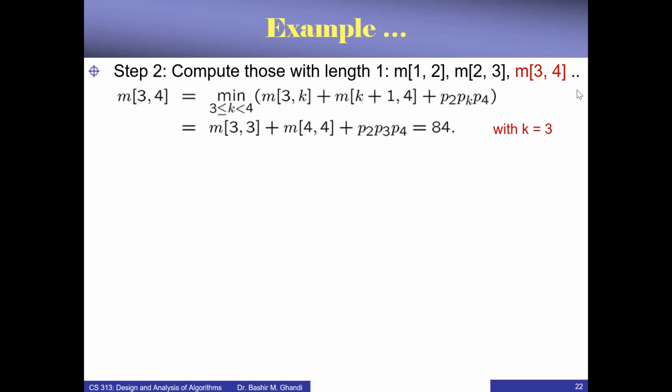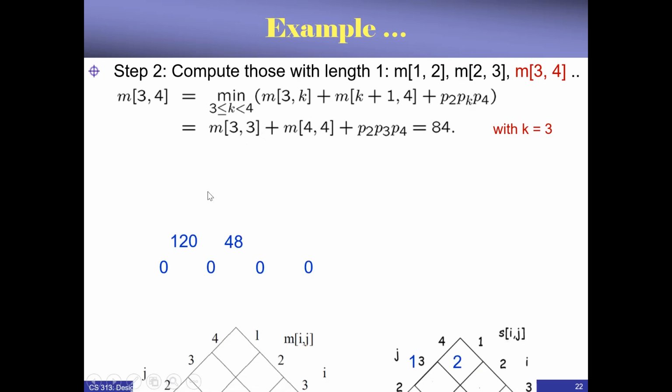Okay, so for M34, this is what you have. K can only be 3, because it has to start from i and it cannot be up to 4, so its only possible value is 3. If you substitute k as 3 in this formula, we have M33 plus M44, k plus 1 will be 4, plus P2, PK, P4. PK is P3, so P2, P3, P4. So yet again, these values are zeros.